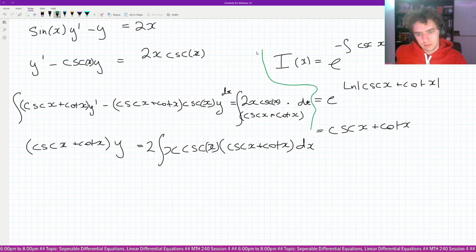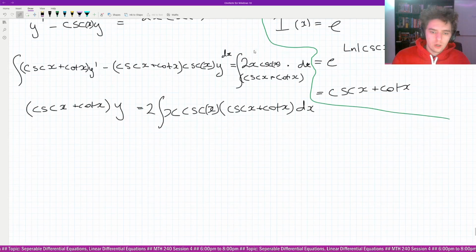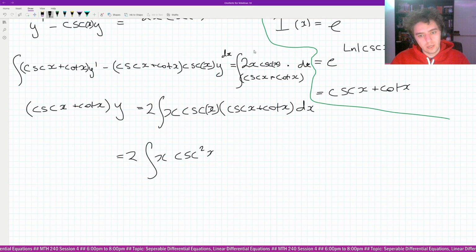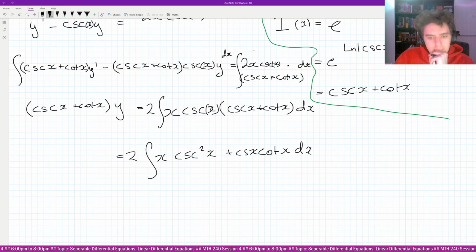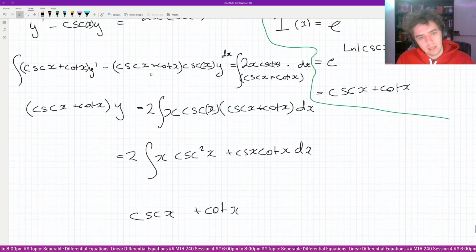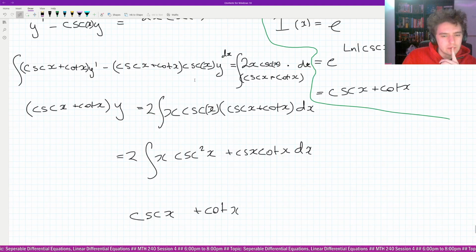So let me just separate that. Okay, so now I will multiply. So cosecant x plus cotan x times y equals 2 integral x cosecant squared x plus cosecant x cotan x dx. So it looks like I'm going to have to do a... How do you integrate that? It looks like the derivative of cosecant x plus cotan x. No, but there's an x in the front. Yeah, actually no. We can still do that.